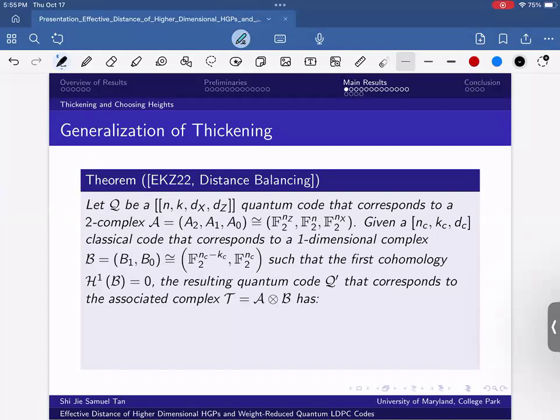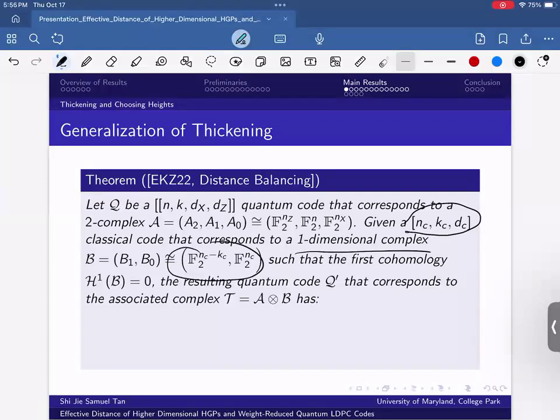But anyways, since Hastings came up with the paper, people have generalized thickening. So there's this new technique called distance balancing. I'm just going to focus on the key difference. Instead of choosing a repetition code, you can choose an [NC, KC, DC] classical code that also has a one-dimensional complex associated with it.